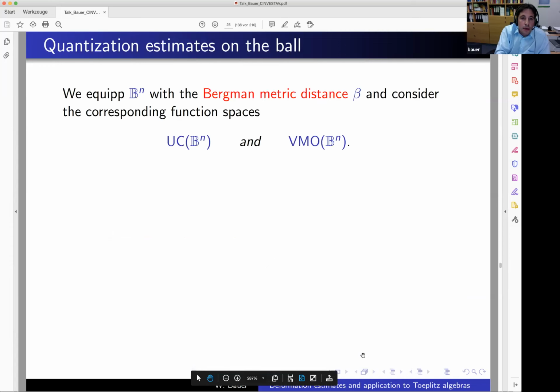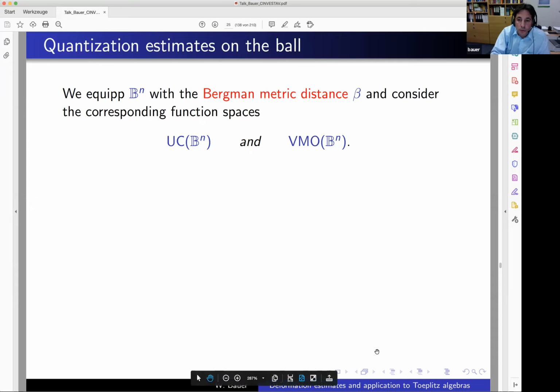And then, as I said, we can try to prove quantization estimates also in the case of the ball. Now the parameter is not the time parameter t, but it's this parameter lambda, and it doesn't go to 0 as t did, it goes to infinity.